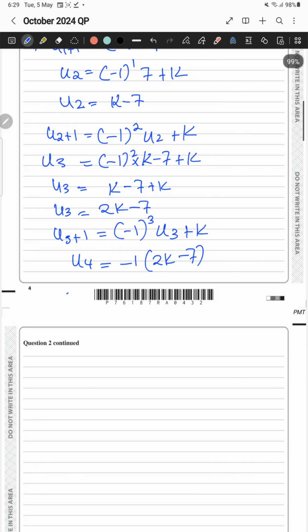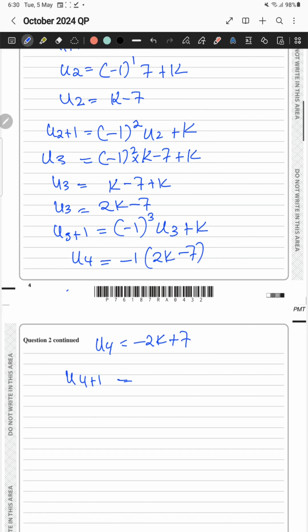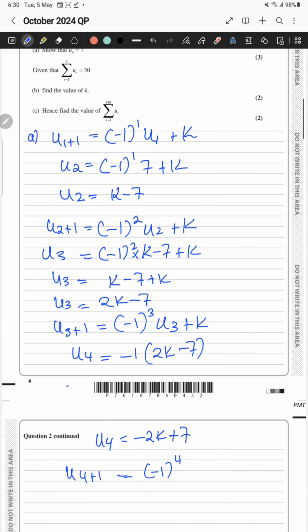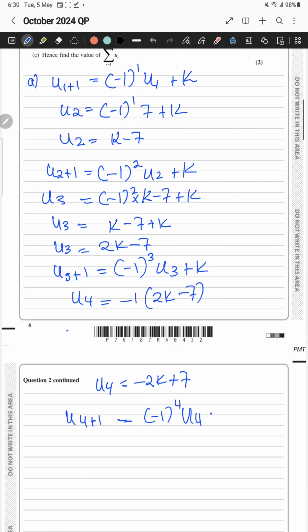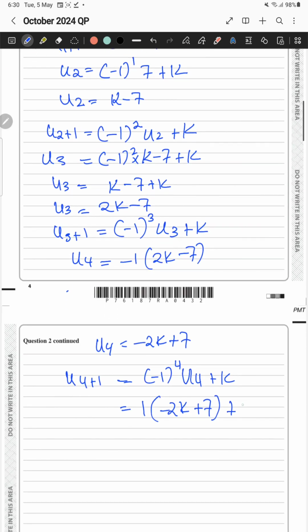So this one, now you have to expand the bracket since it's negative 1. This is going to be minus 2k plus 7. Now u5 is going to be u4 plus 1, which is minus 1 to the whole power of 4. un is basically u4, and plus k is going to be as it is. So 1, okay, it's positive, minus 2k plus 7, plus k.